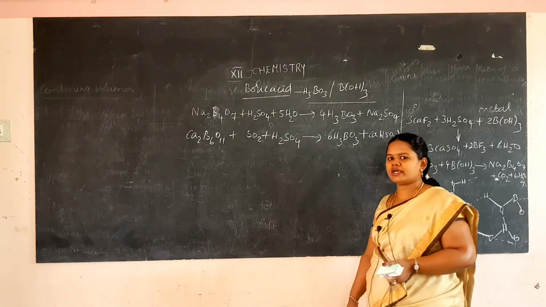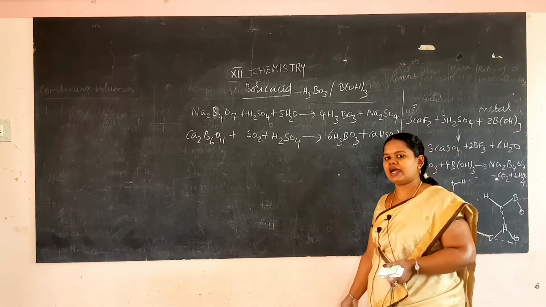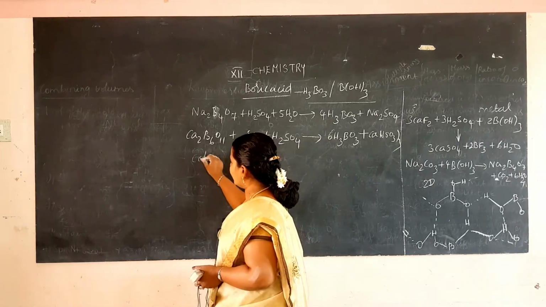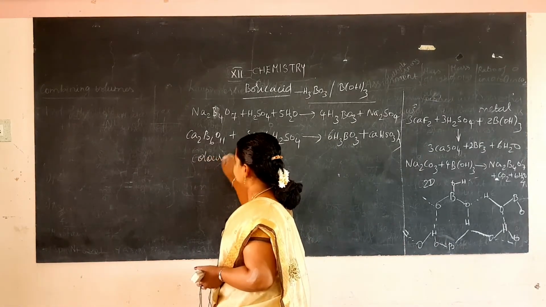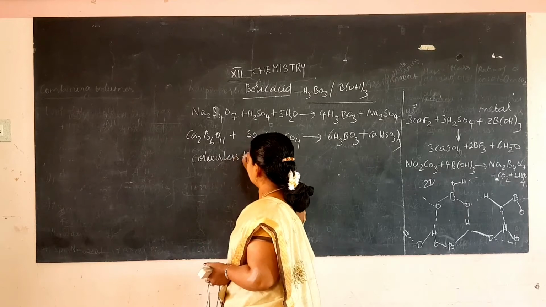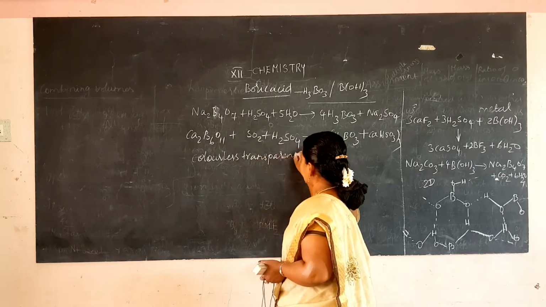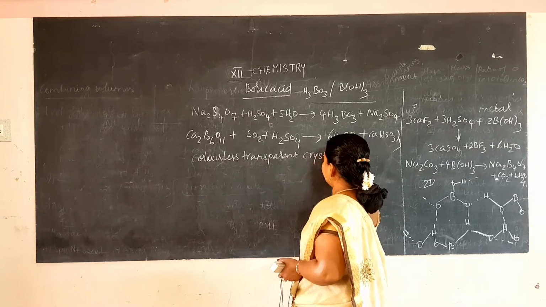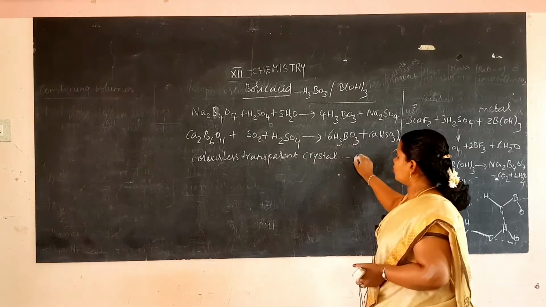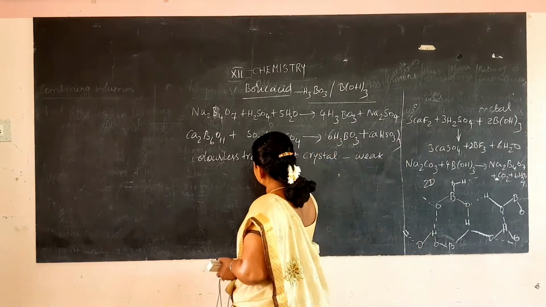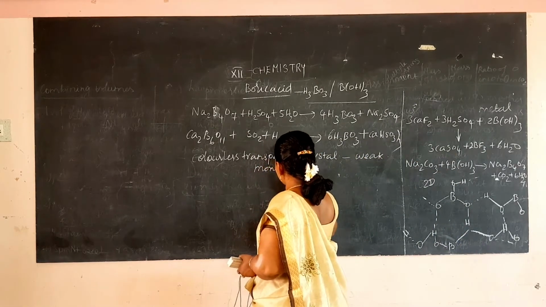Then this boric acid is a colorless transparent crystal. It is a colorless transparent crystal, and it is a very weak monobasic acid. Weak monobasic acid.